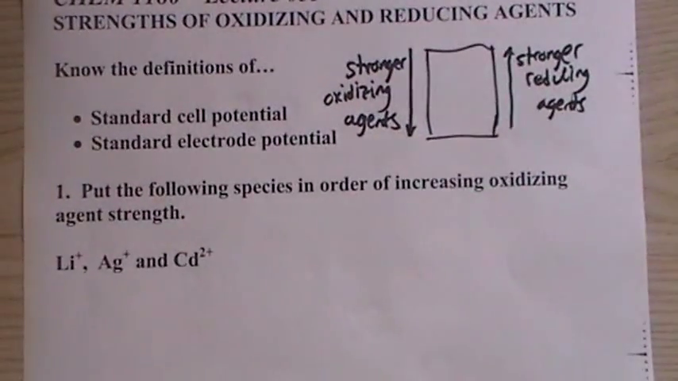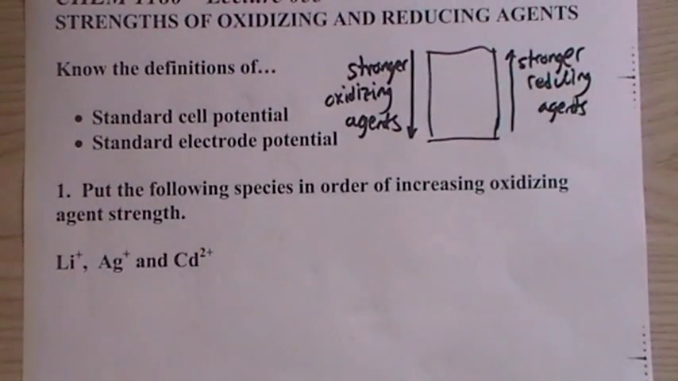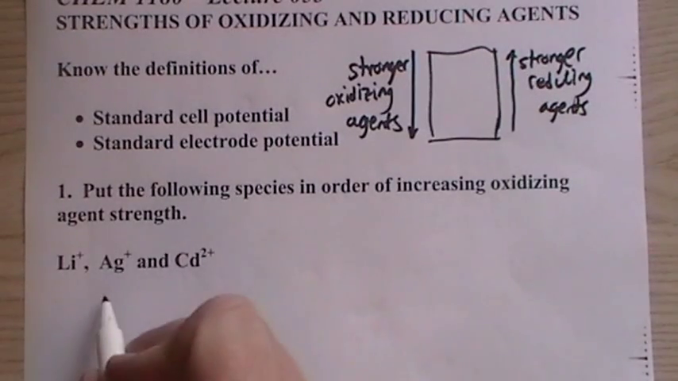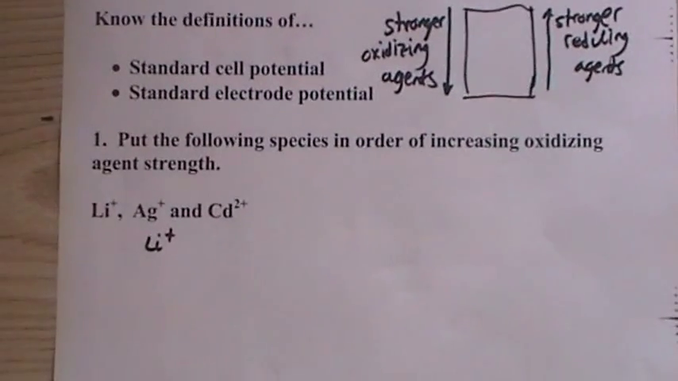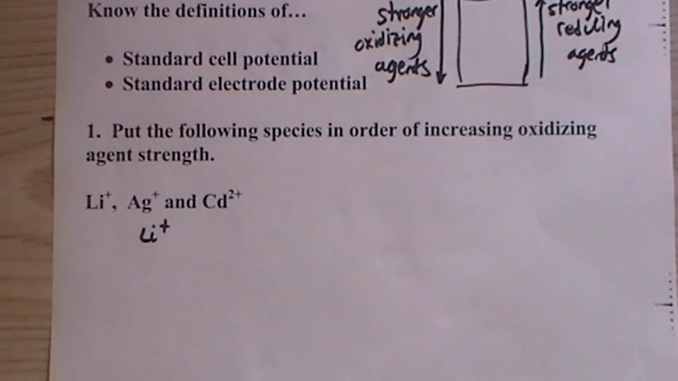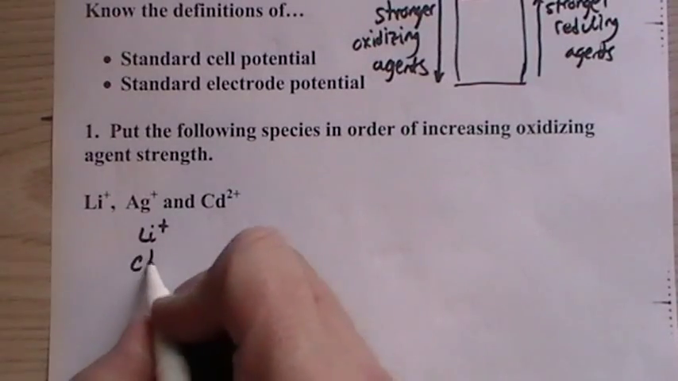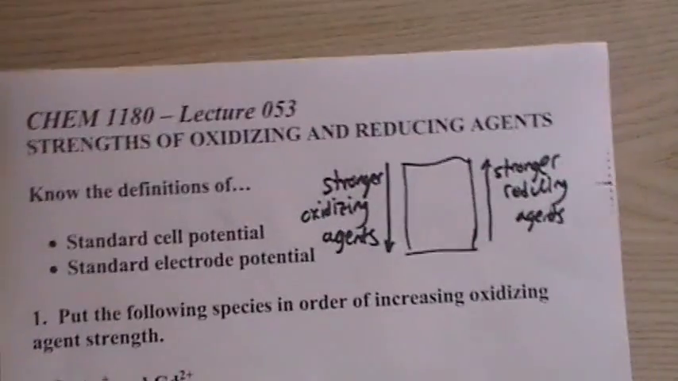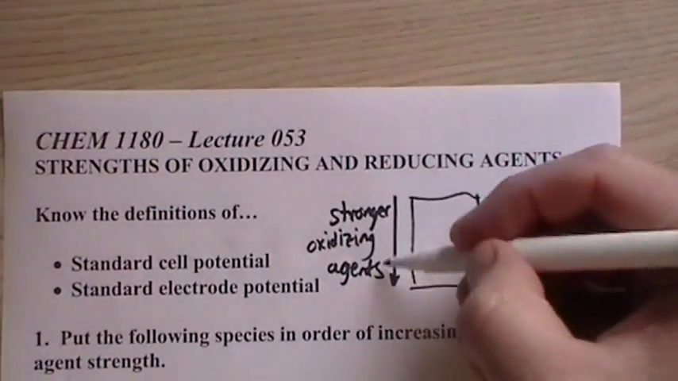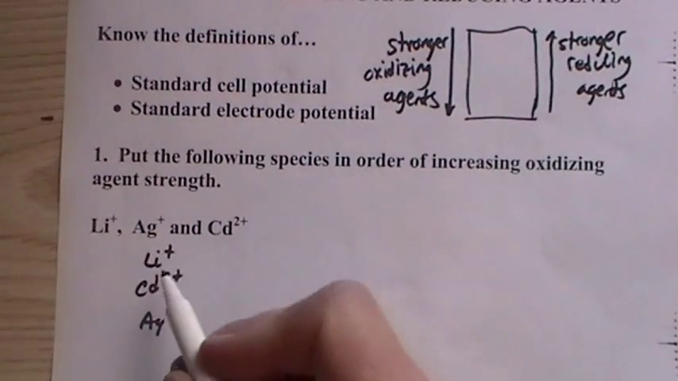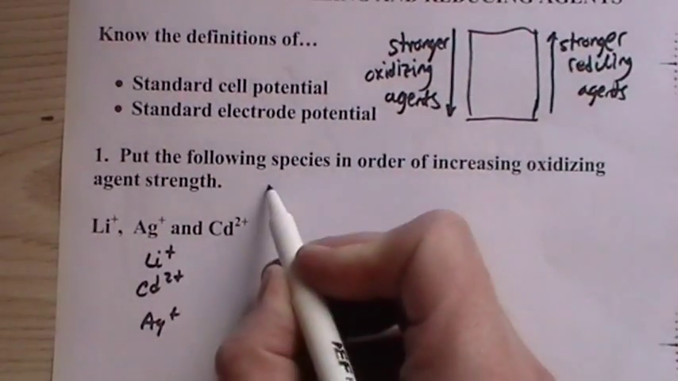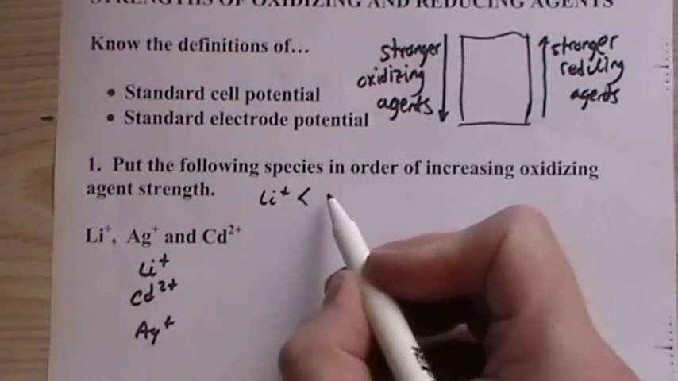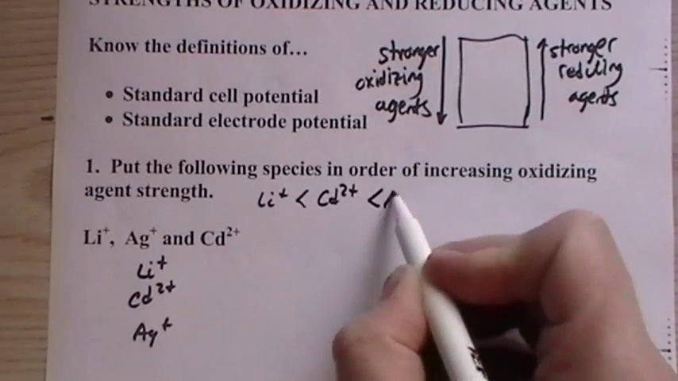So if you're given something like this: put the following species in order of increasing oxidizing agent strength. If you have the table, you look and you see lithium is at the top. I'm just going to put them in the order they appear in the table first: lithium, then cadmium, and then silver. They want the increasing oxidizing strength, which increases as we move down. So lithium is not as strong as cadmium, which is not as strong as silver.